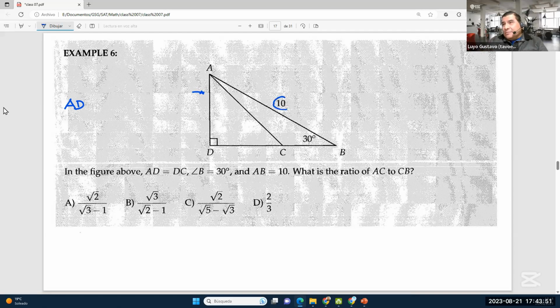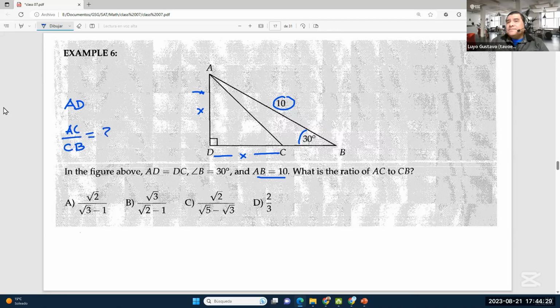Obviously, here is 10. You don't need to actually have this explicitly because the diagram informs you so. But then we have that this angle is 30 degrees. Segments AD and DC are the same. That means this is X and this is also X. Okay? What else? Well, we need to find a ratio, AC to CB. In other words, we need to find this quotient.